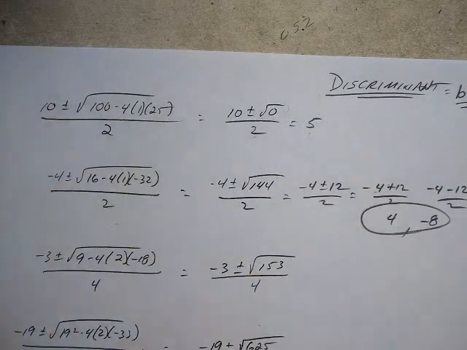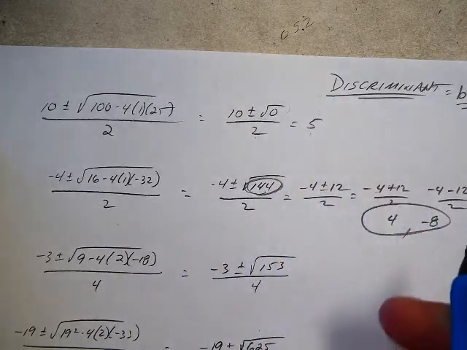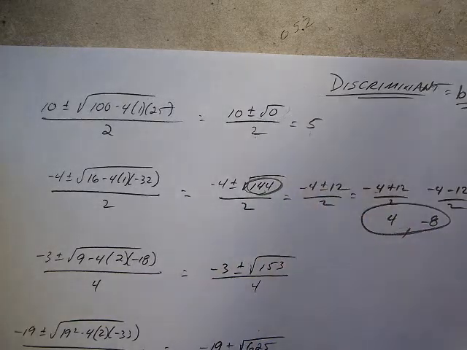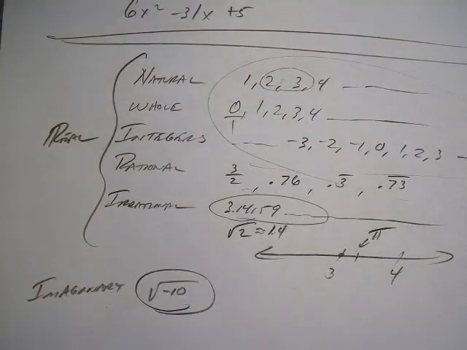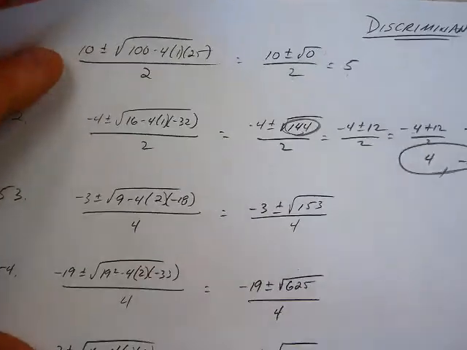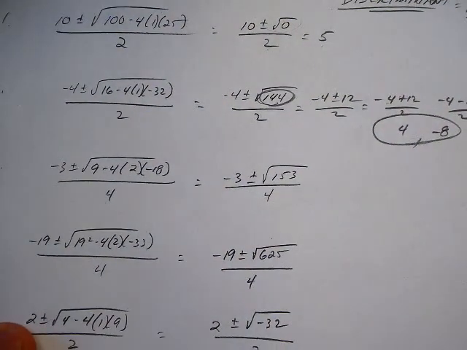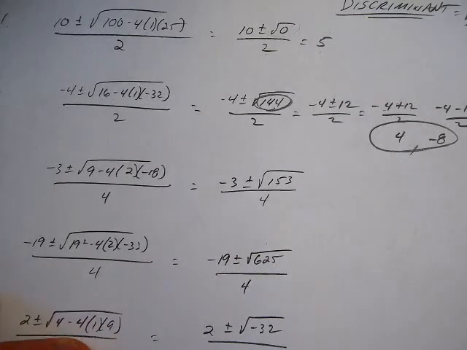So I get negative 4 plus 12 over 2 and negative 4 minus 12 over 2. So let's go like this. Negative 4 plus 12 is 8 divided by 2 gives me 4. I get negative 16 divided by 2, which is negative 8. Okay? So that tells me another thing. That if this is a perfect square, it tells me kind of what solutions I'm going to get. Okay? So let's go back and take a look at this.